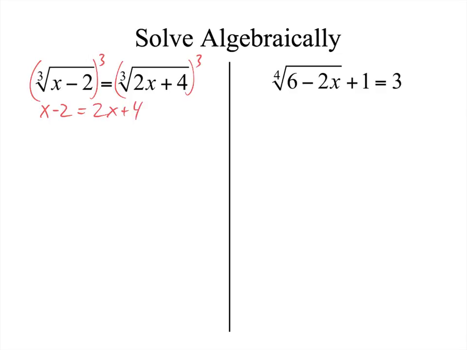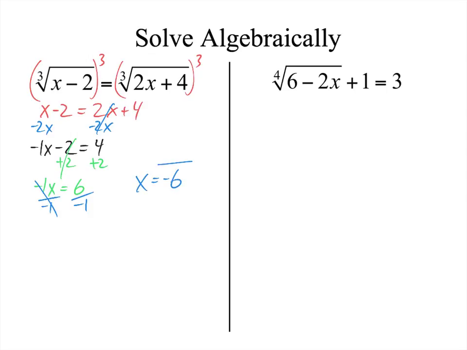And then it's a fairly simple solve. Let's get x to one side, so minus the 2x over. That's gone. That would be negative 1x minus 2 equals 4. So we've got to get that negative 2 off here, so add 2 to both sides, because we're trying to get the negative x by itself. Get 6 on the right side. And then to get rid of the negative, we divide by negative 1. Divide by negative 1, so x equals negative 6.